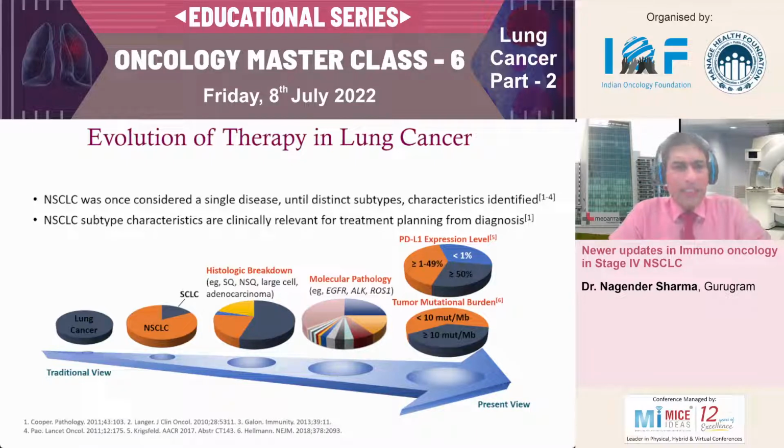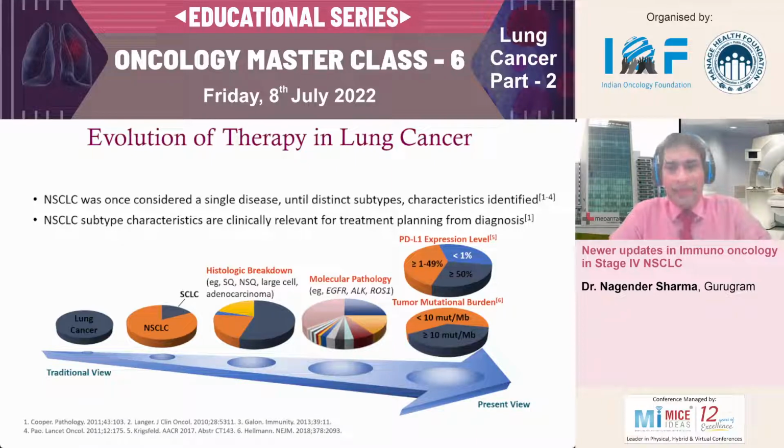Initially, only 2 classifications existed, NSCLC and small cell lung cancer. Then it was histologically broken into squamous, non-squamous, large cell, and adeno. Then molecular pathology came into existence, with EGFR, ALK, ROS1, PD-L1, and over a period of time we came to know BRAF, MET, RET, NTRK, HER2, KRAS. There are so many molecular subtypes of NSCLC.